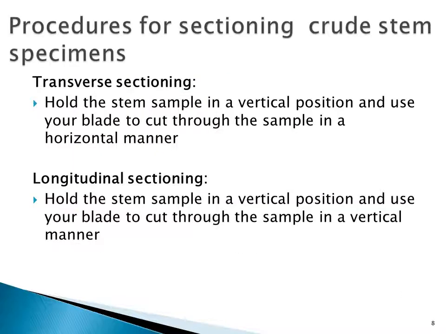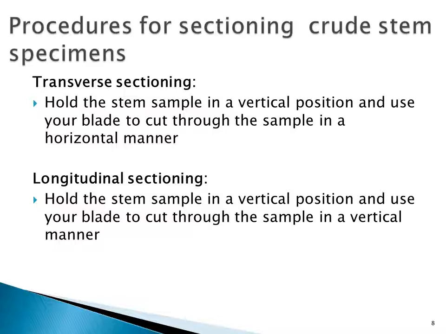The procedures for sectioning crude stem is given as follows. For the transverse sectioning, when you want to do a transverse sectioning of the stem sample, you hold the stem with your left hand, considering that most people are right-handed. You hold the stem in your left hand in a vertical position and use your blade to cut through the sample in a horizontal manner. That is, use your blade in your right hand to cut through the sample in a horizontal manner.